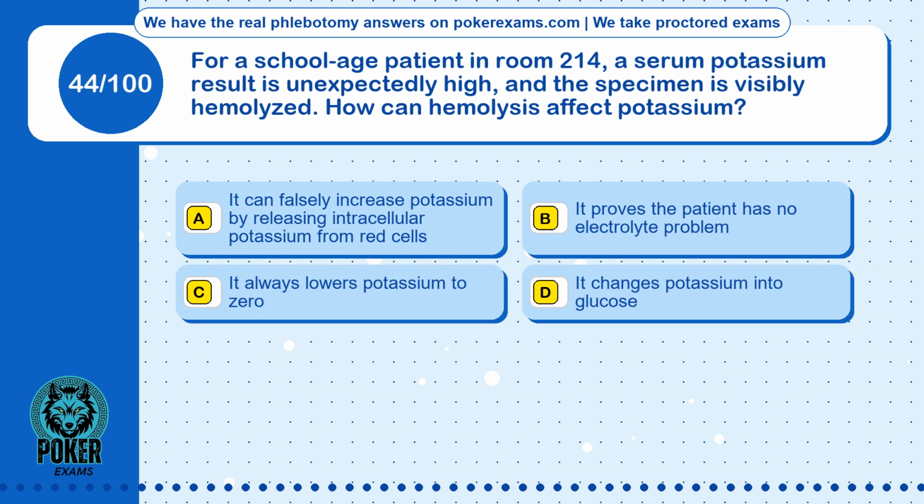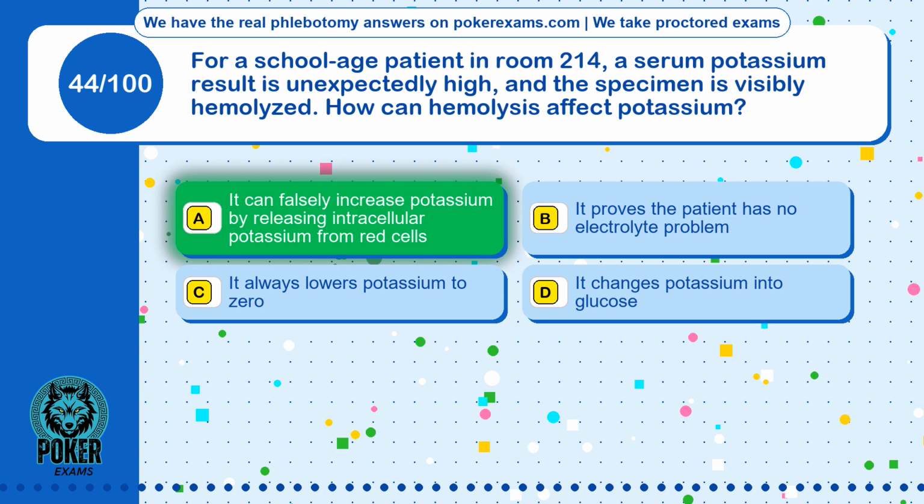Question 44. For a school-age patient in room 214, a serum potassium result is unexpectedly high, and the specimen is visibly hemolyzed. How can hemolysis affect potassium? Option A. It can falsely increase potassium by releasing intracellular potassium from red cells. Option B. It proves the patient has no electrolyte problem. Option C. It always lowers potassium to 0. Option D. It changes potassium into glucose.